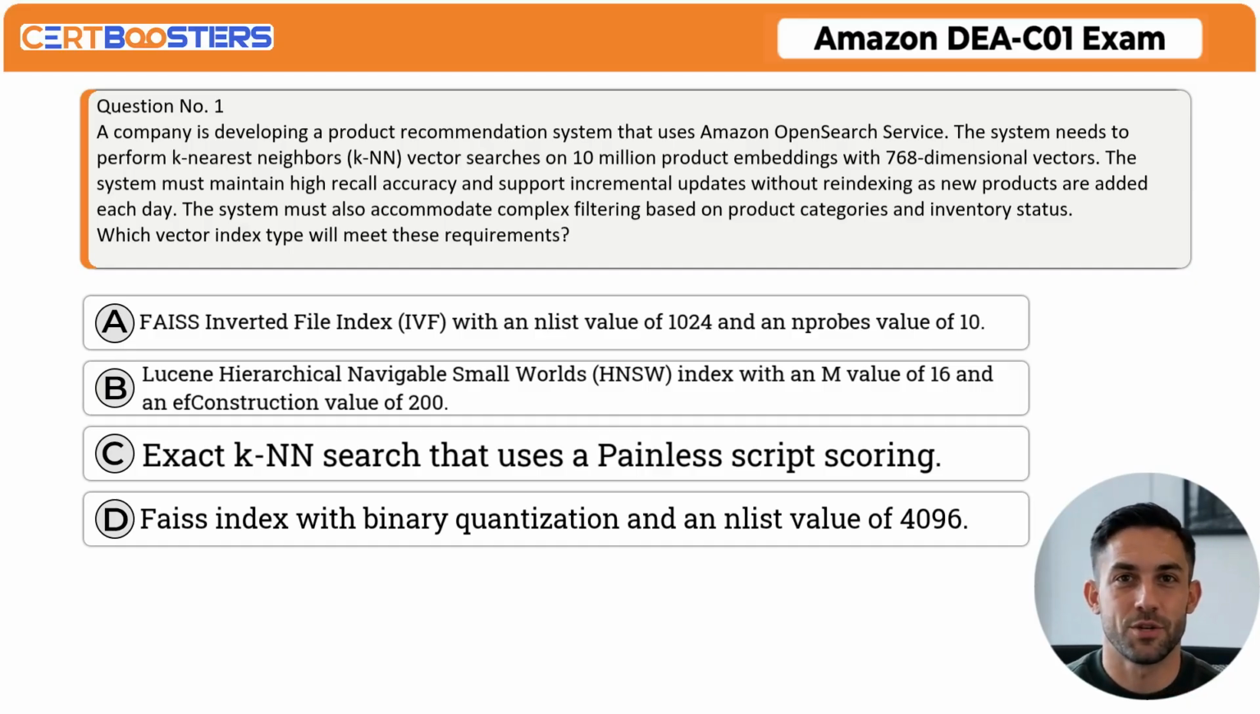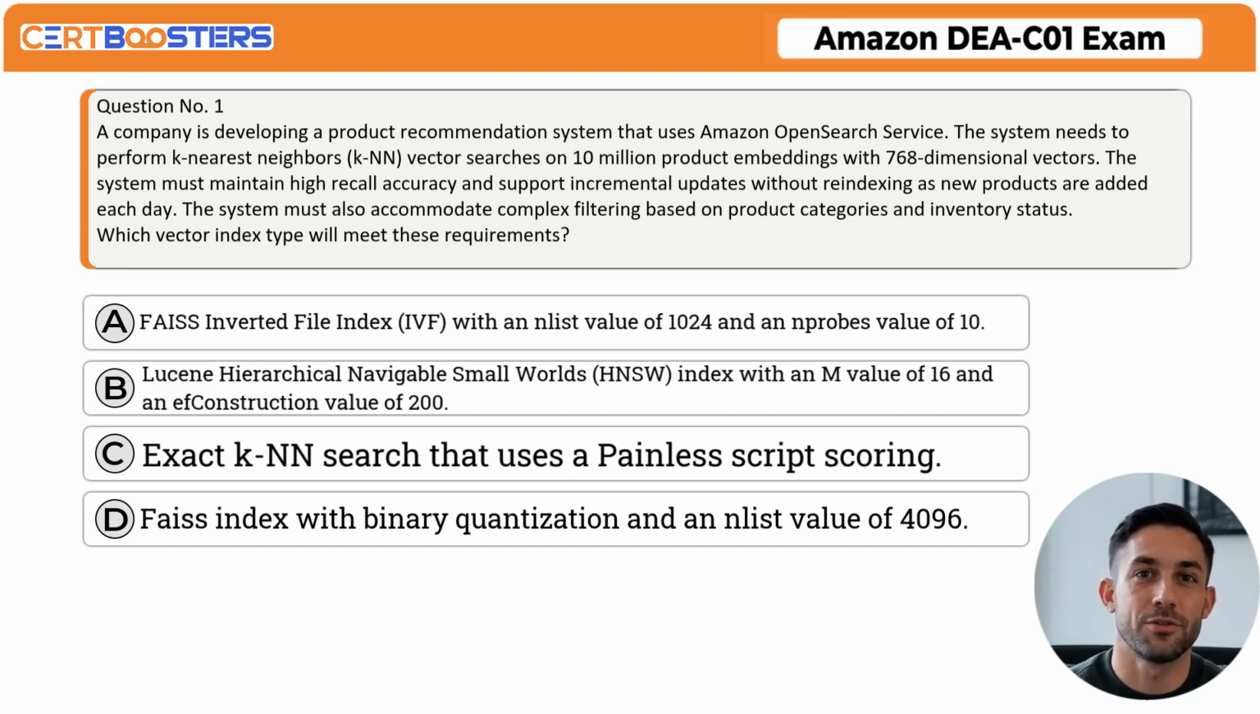A company is developing a product recommendation system that uses Amazon OpenSearch Service. The system needs to perform k-nearest neighbors, k-NN, vector searches on 10 million product embeddings with 768-dimensional vectors. The system must maintain high recall accuracy and support incremental updates without re-indexing as new products are added each day. The system must also accommodate complex filtering based on product categories and inventory status. Which vector index type will meet these requirements?